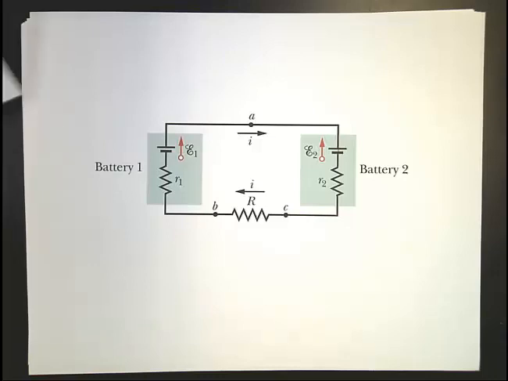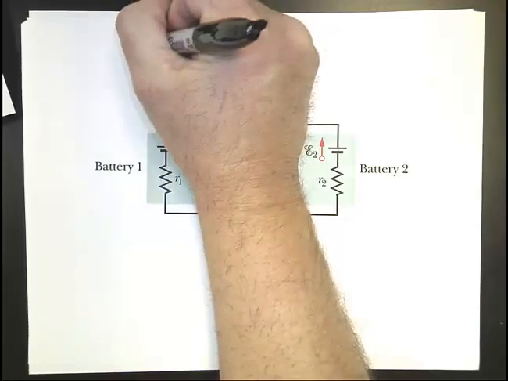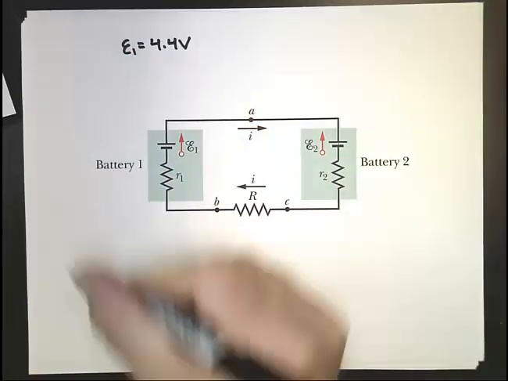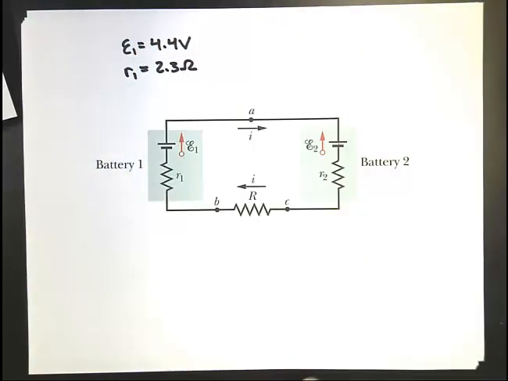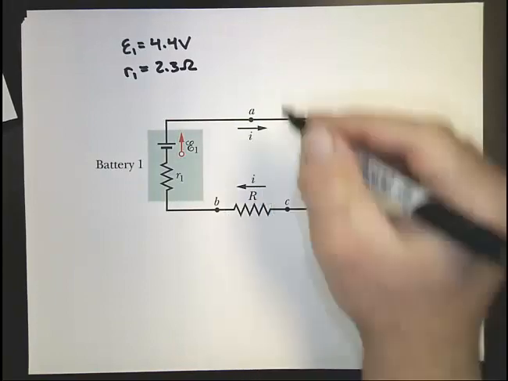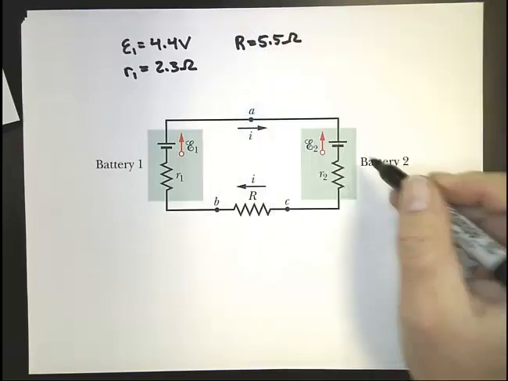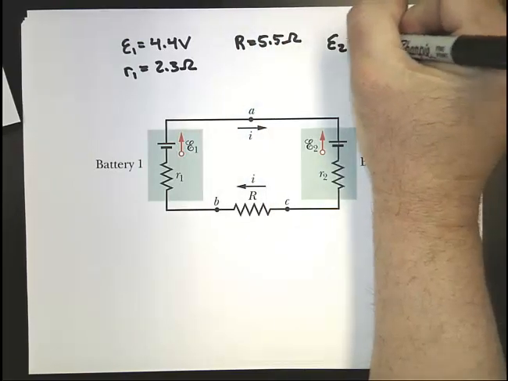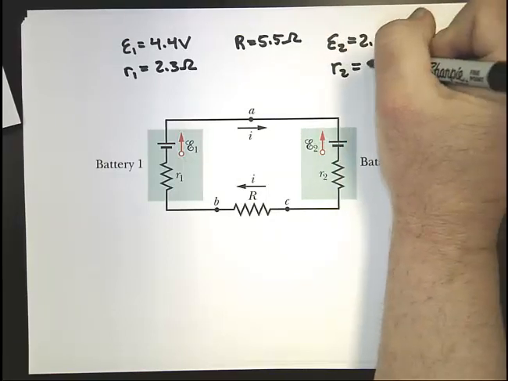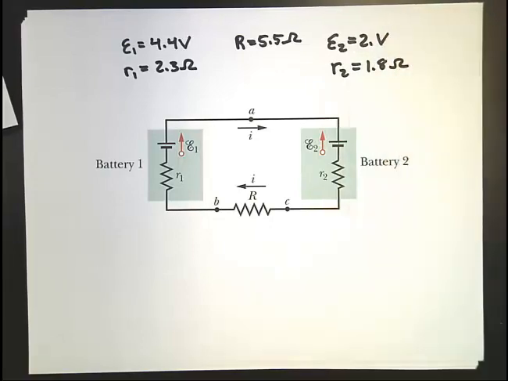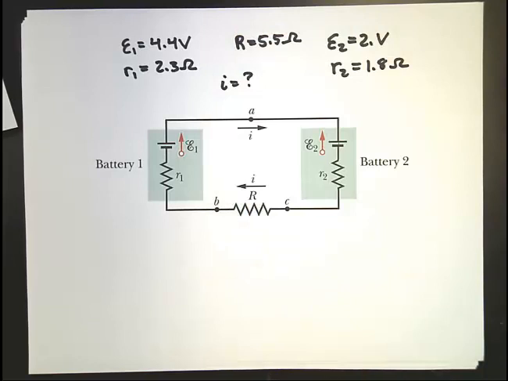So let's say that E1 here is an EMF of 4.4 volts. Its internal resistance is 2.3 ohms. Let's say our big resistor here is 5.5 ohms. E2, EMF number 2, is 2.1 volts and it has an internal resistance of 1.8 ohms. Okay, let's say the question is, how much current is flowing through this system?